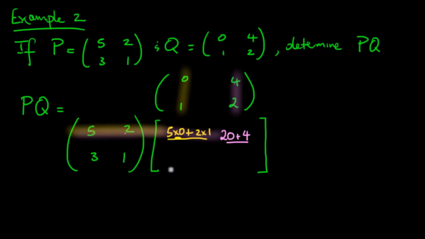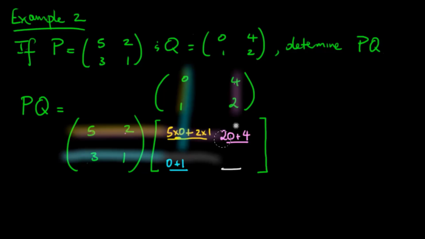To get our entry down here, we have a row and a column right here, so that's going to be an entry where this row will multiply this column. So that's going to be 3 times 0, which is 0, and 1 times 1, which is 1. And finally, we'll have an entry right here because it falls under a row and a column, where we're going to multiply this row by this column. Okay, so that's going to be 3 times 4, which is 12, and 1 times 2, which is 2.